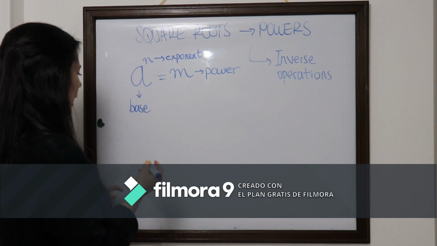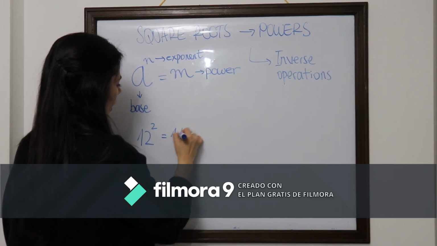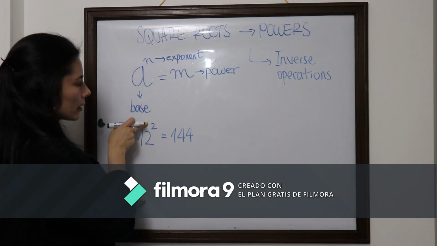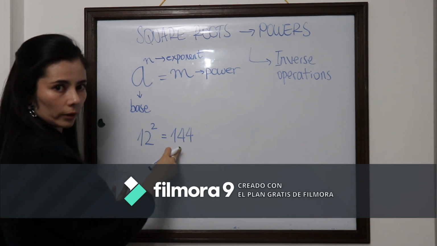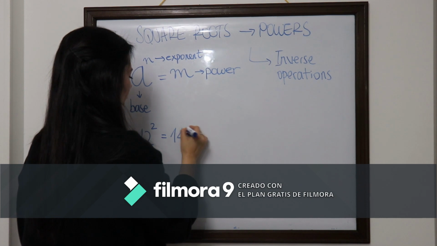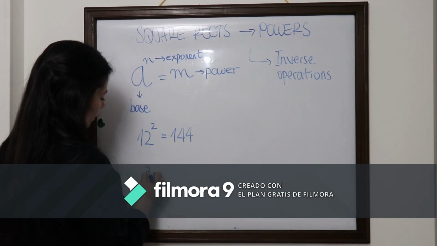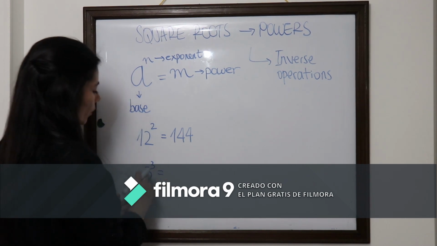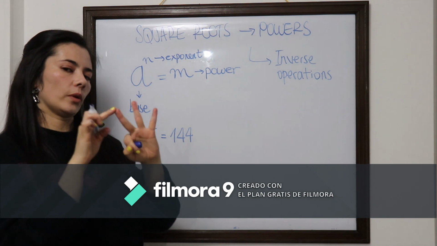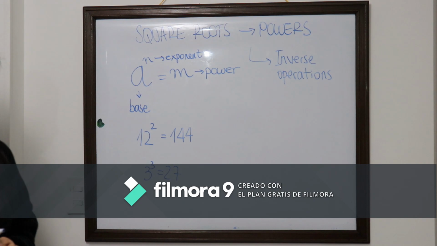Now let's just do an example. For instance, let's say 12 squared is equal to 144. This is my base, this is my exponent, and this is my power, right? How about we think about, let's say, 3 cubed. We know 3 cubed is 3 times 3 times 3. So 3 times 3 is 9. Times 3 is 27. So that's going to be 27.